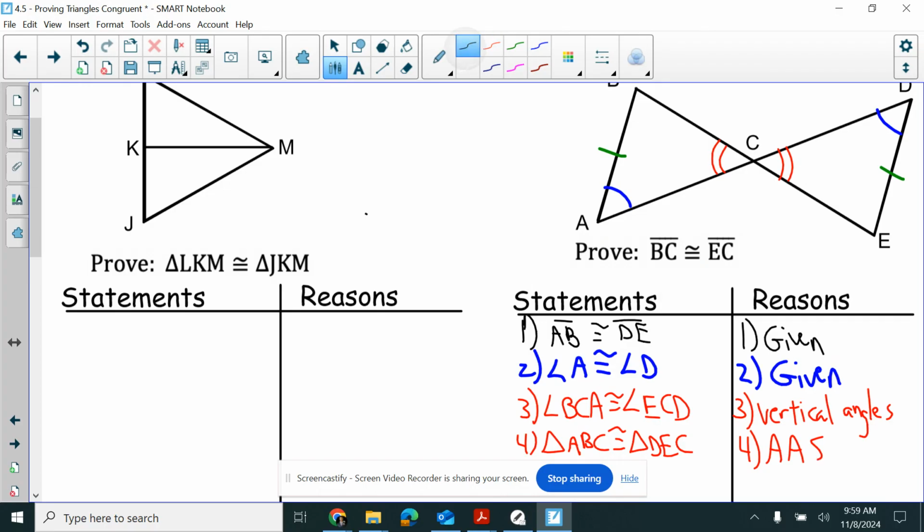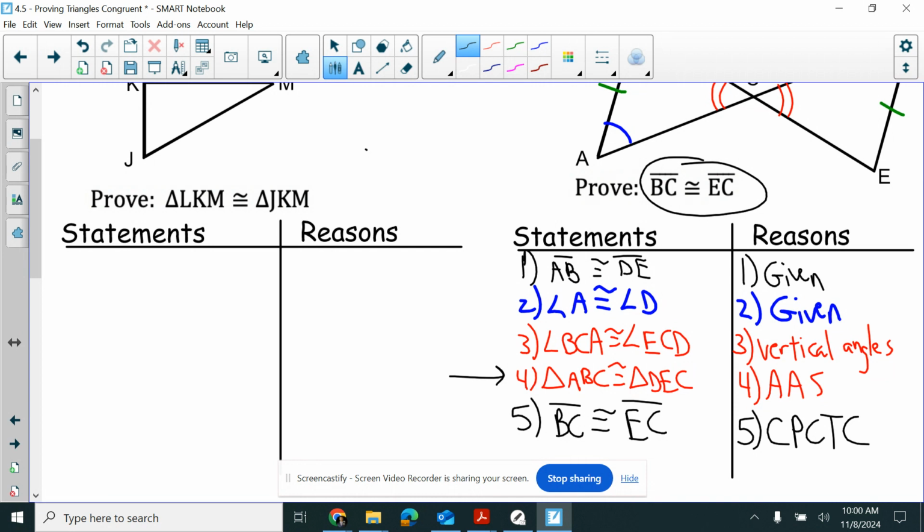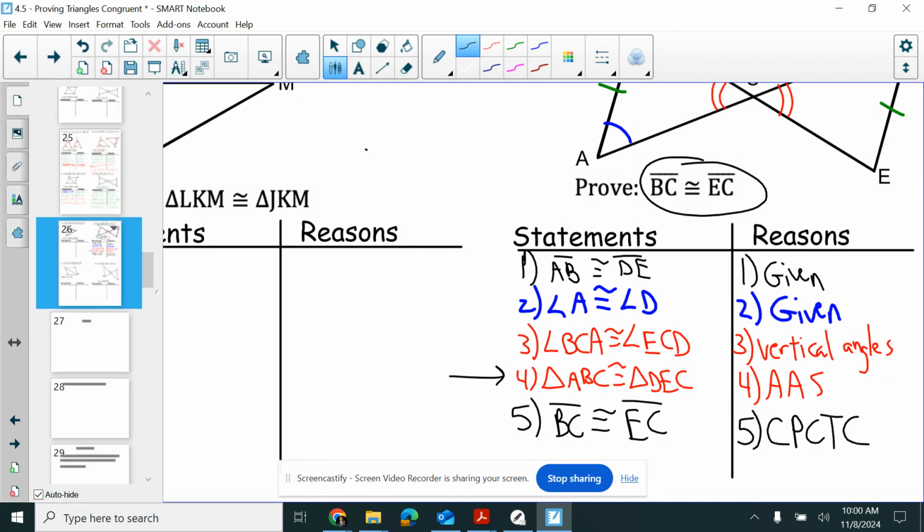Now in this example, we want to end with this step. That's going to be the last one, 5. BC is congruent to EC. Whenever you have a piece of information like that as the last step, you first have to prove that the 2 triangles are congruent, which we just did. Then if the 2 triangles are congruent, all of the other matching parts are also congruent. So these would be congruent because of CPCTC, the last thing in your flip book. That stands for corresponding parts of congruent triangles are congruent.